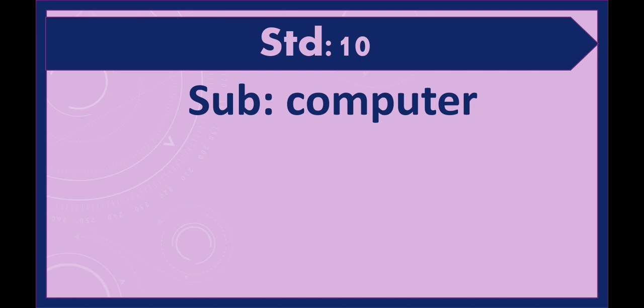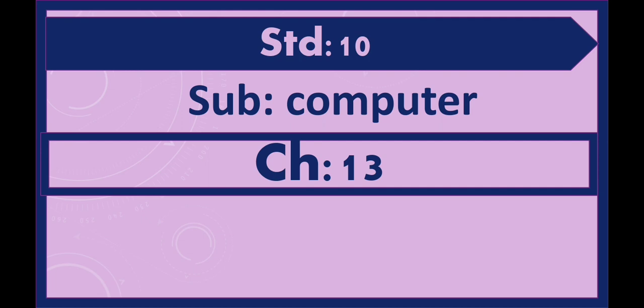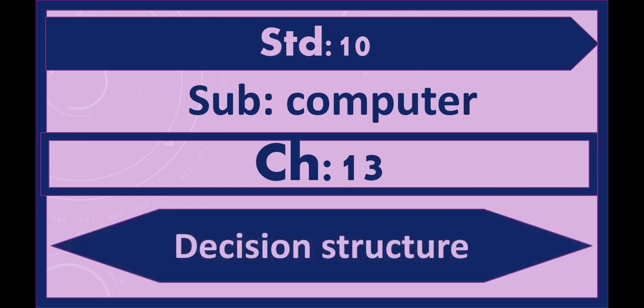Today we are going to begin our chapter number 13, Decision Structure. So here we are going to discuss the decision structure. Till now, whatever we have discussed was the sequential program, meaning the instructions were executed one by one in sequence. But now we are going to discuss conditions.